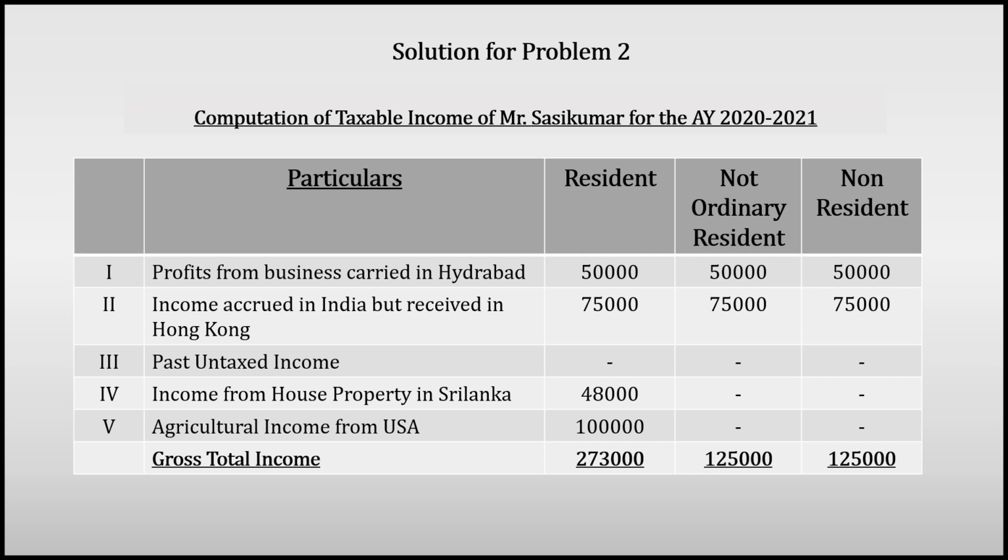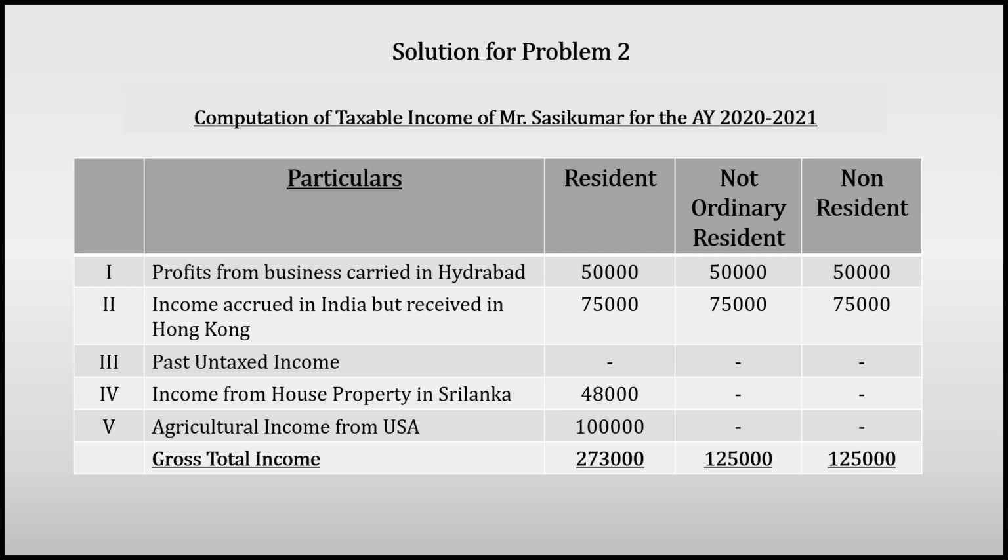The fifth one is income from agriculture in USA. Again, this is also an income from other sources. It's not from profession or business, and it is coming from a foreign country. It will be taxed only for a resident. So under the resident column you put 1 lakh. For the other two columns you put a dash.